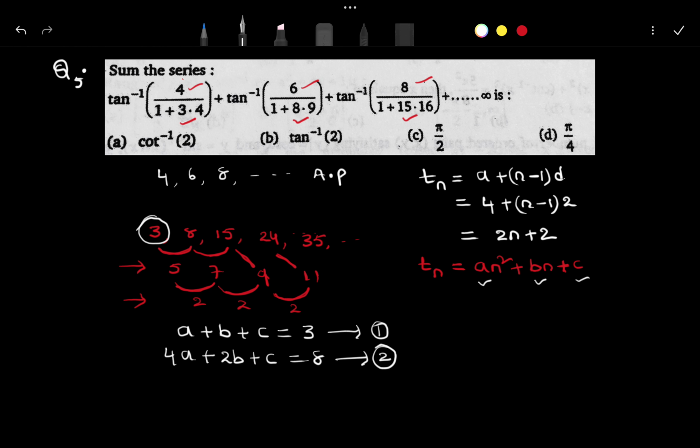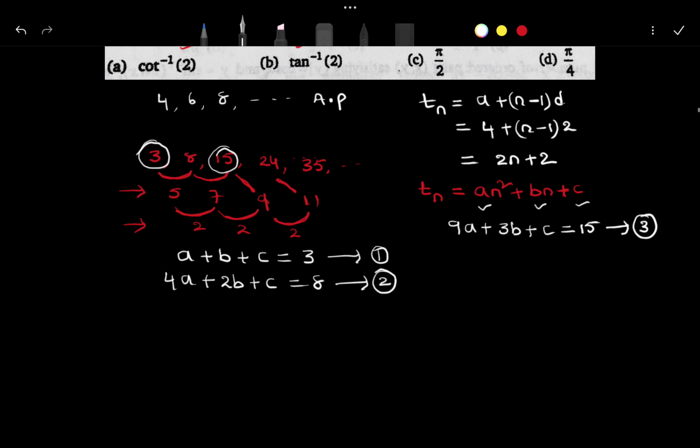So here 3 unknowns are there, a, b, c. That's why for the next one, put n is equal to 3, that value will be 9a plus 3b plus c is equal to T3. T3 will be nothing but the third term, which is 15. So let this be the third equation.